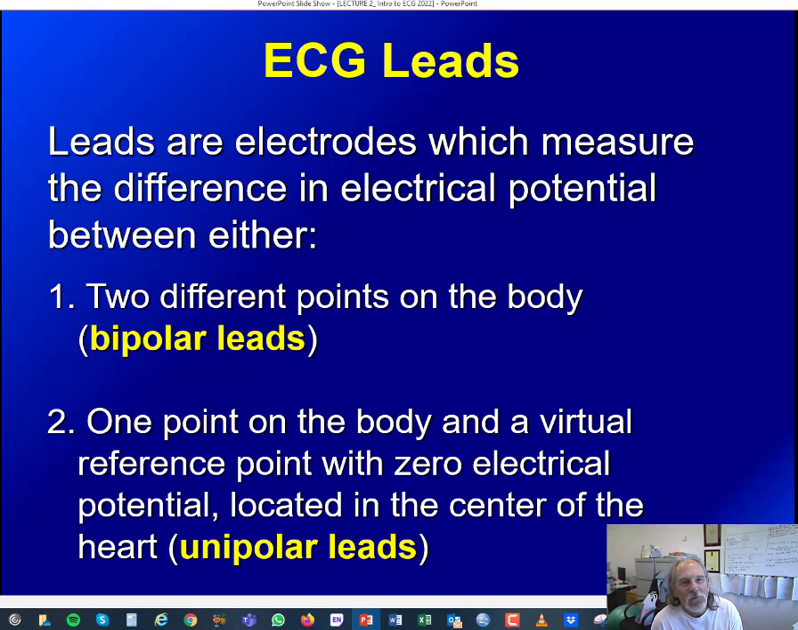So with regards to the ECG leads, there's different leads. So there's what's called bipolar leads, and that's on 2 different points of the body. There's also unipolar leads, and that's where one point in the body and a virtual reference point, and it's located in the center of the heart.